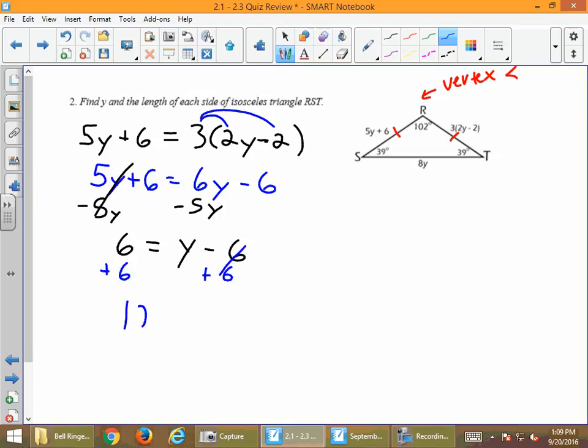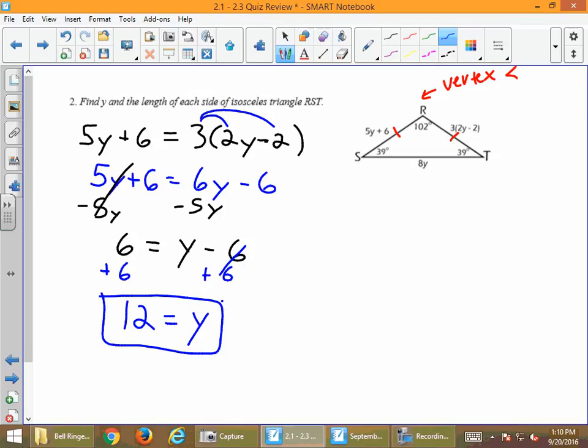So I have 12 is equal to y. Found y, fantastic. Now what do I have to do? Or am I done? Find the length of the side, right? So what do I have to do with that, Sam? To find the length of the sides. Yeah, plug in the 12 for y, right?